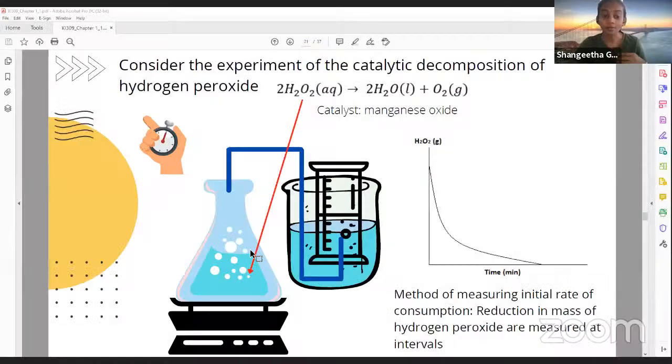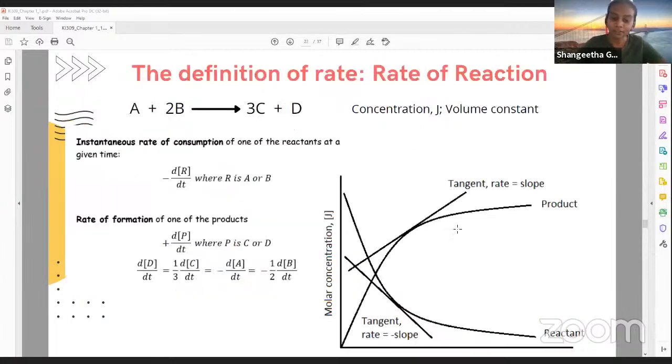But basically, it's a representation of whatever we have seen so far in our reaction earlier. It explains another experiment on how to plot the graph and also what it actually means. So to continue with our lesson now.